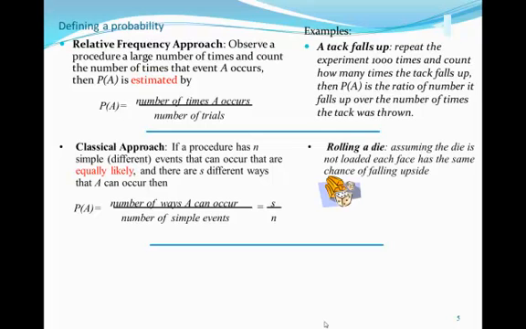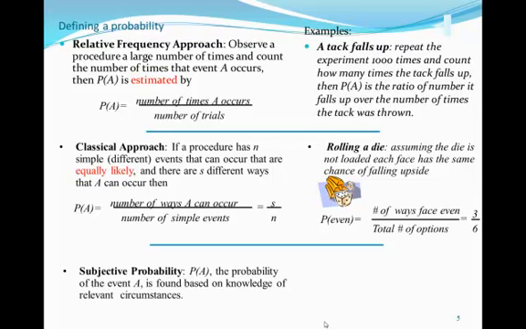Okay, let's take a look at example. And let's assume we roll the die, right? Assuming the die is not loaded, each face has the same chance of falling upside. So the probability of getting even number equals number of ways of getting even number divided by total number of options. So here an even face could be 2, 4 and 6. So that's 3. Divide by total number of options, which is 6. So when you divide, then you get half.